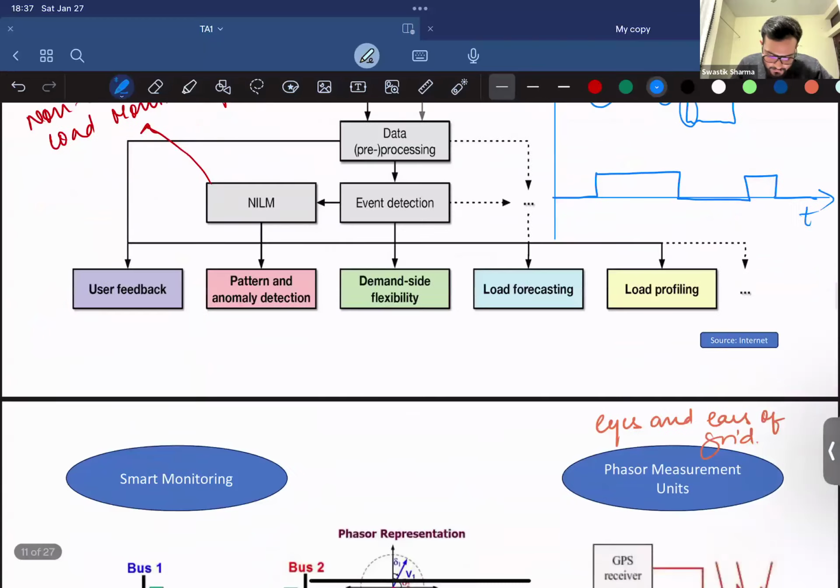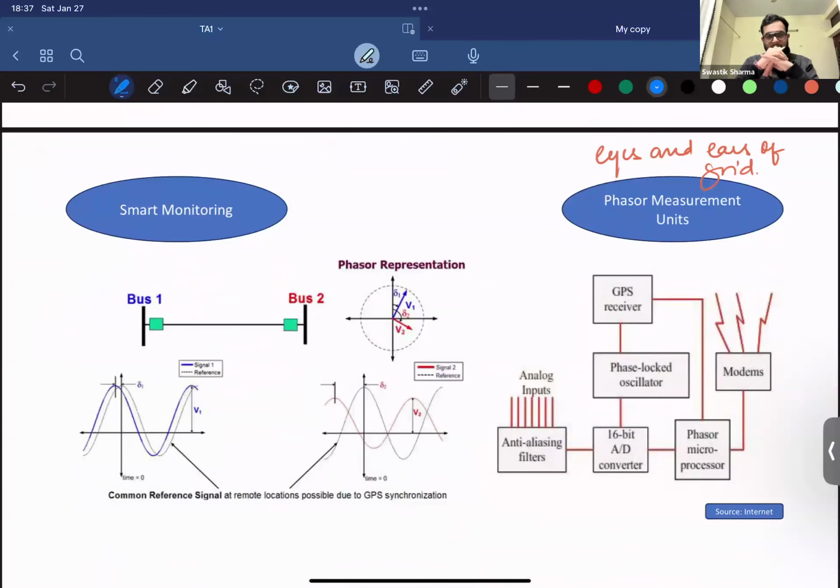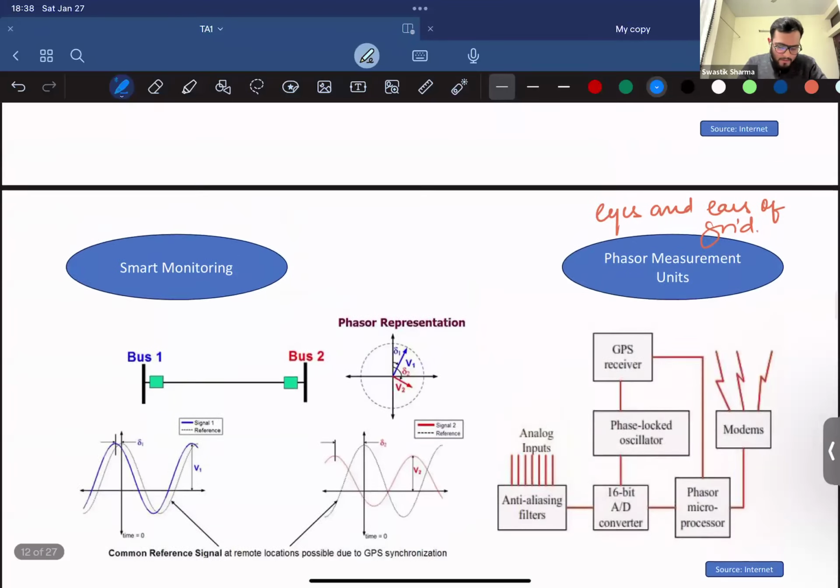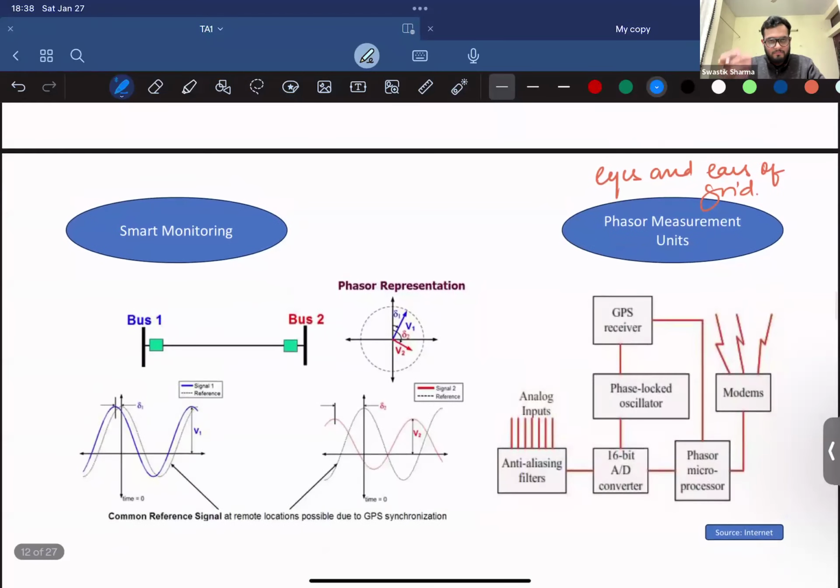So also, for smart monitoring, what we require is PMUs. As I told, there are a lot of different devices connected across the power grid. So to tell where a particular fault took place or where something happened, you need to measure quantities relating to that. But that can be voltage or current. Let's say you want the phases related to voltage and current from some place. So what you do is you install phasor measurement units.